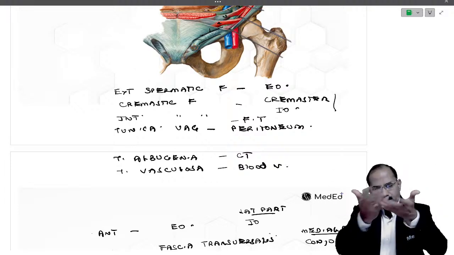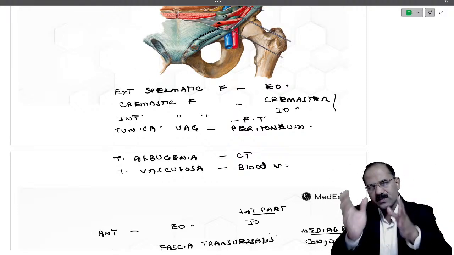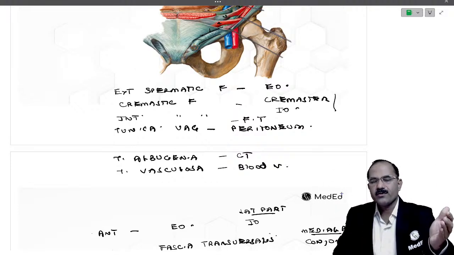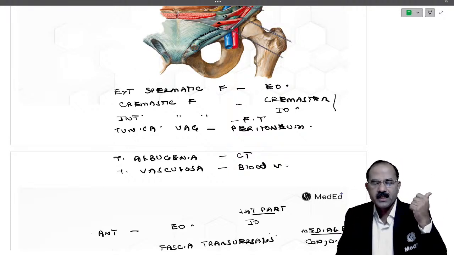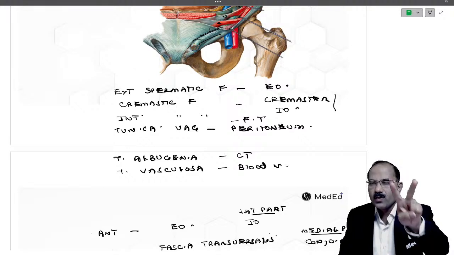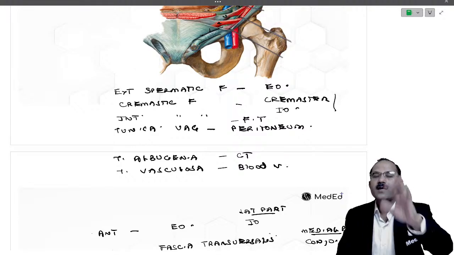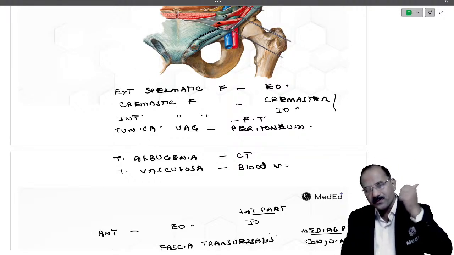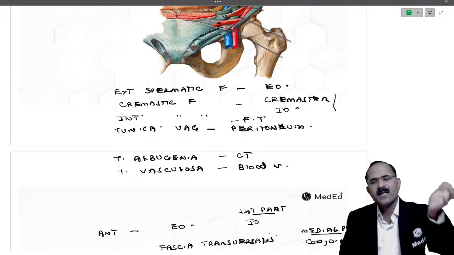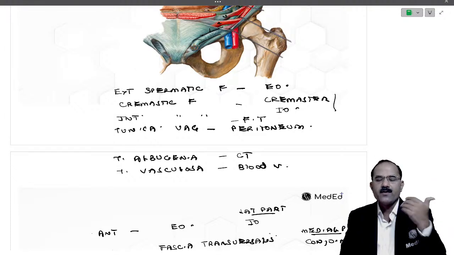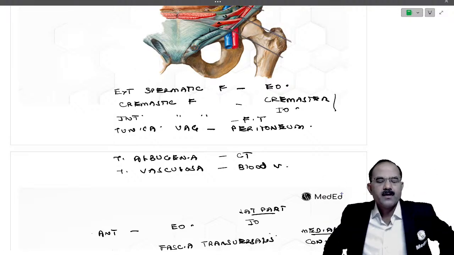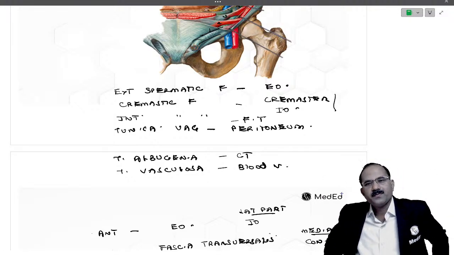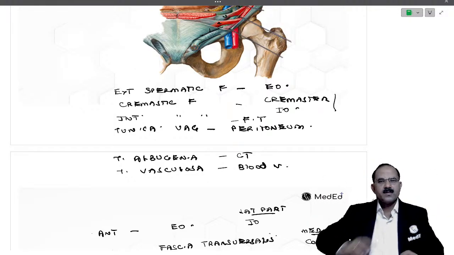So, outside in: external spermatic fascia, derived from external oblique aponeurosis; cremasteric fascia, derived from cremaster or internal oblique; internal spermatic fascia, derived from fascia transversalis. Tunica vaginalis has two layers, parietal and visceral, derived from peritoneum. Tunica albuginea is derived from connective tissue, and tunica vasculosa is derived from blood vessels. Clear? Is this clear to all of you?